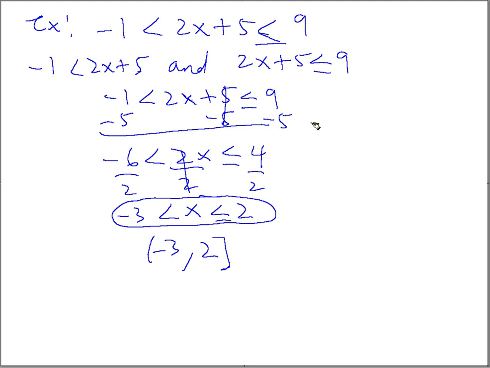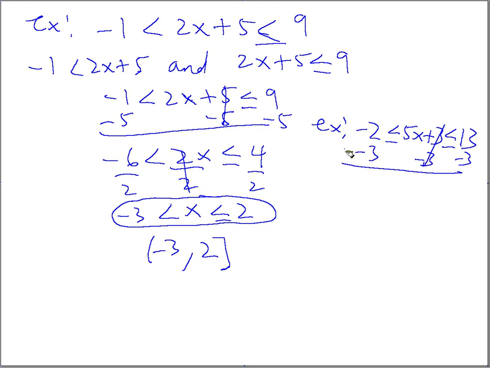Let me go and squeeze one more in here, if you don't mind, here on this small space that's left here. Let's go and try this one. How about -2 less than or equal to 5x plus 3 less than or equal to 13. All right. So again, operate on both ends. Subtract 3 out on both ends. No big deal. Cancels out. Get -5 there, less than or equal to 5x in the middle.